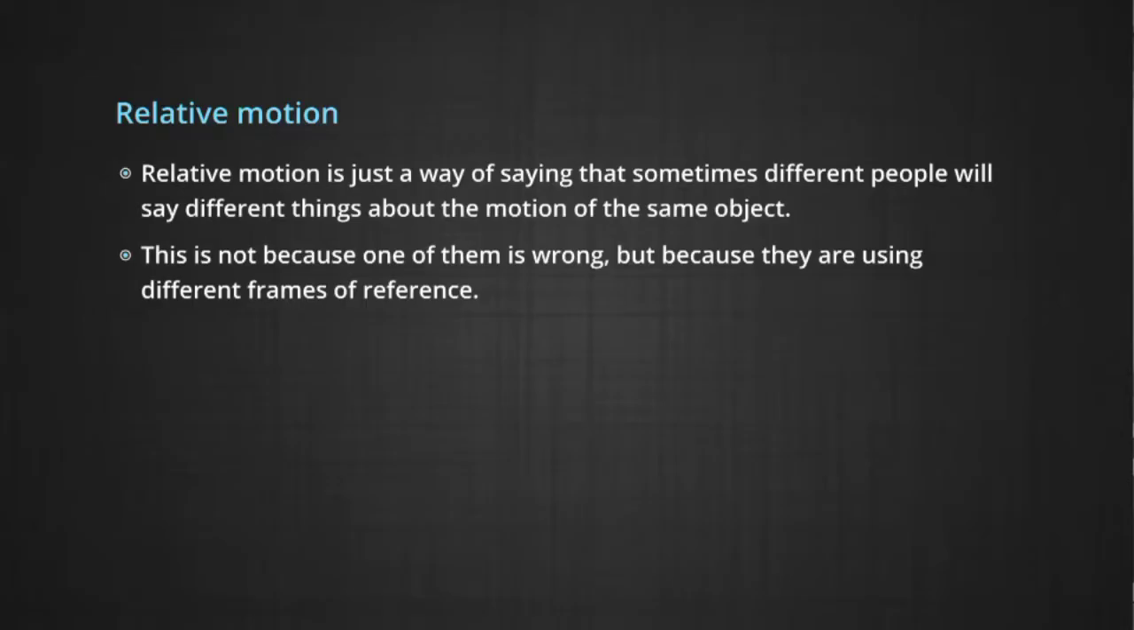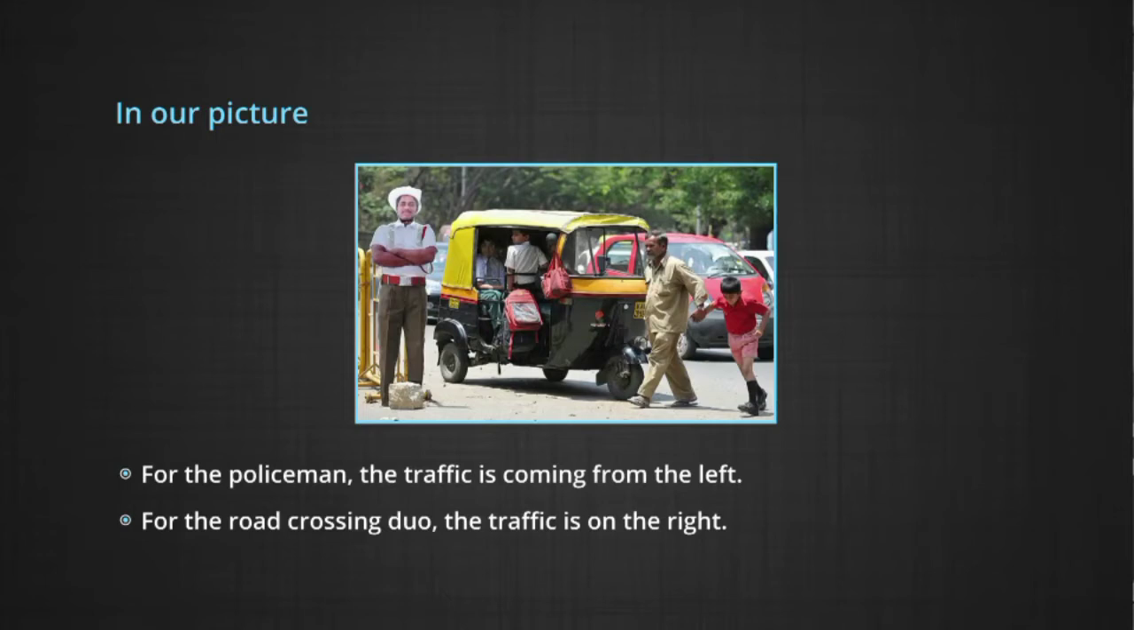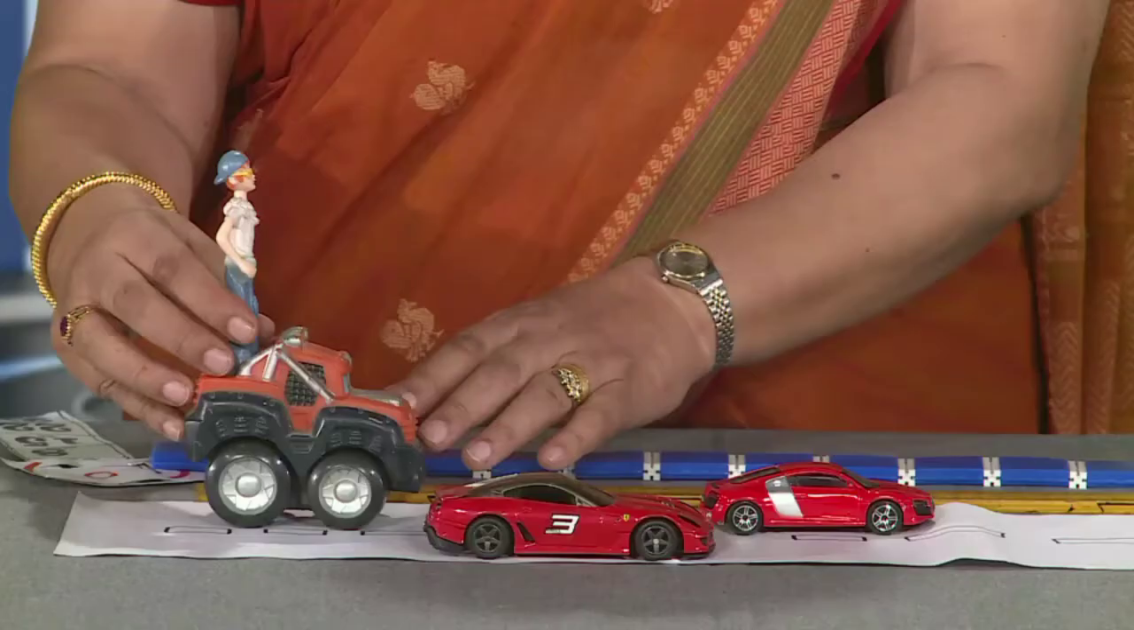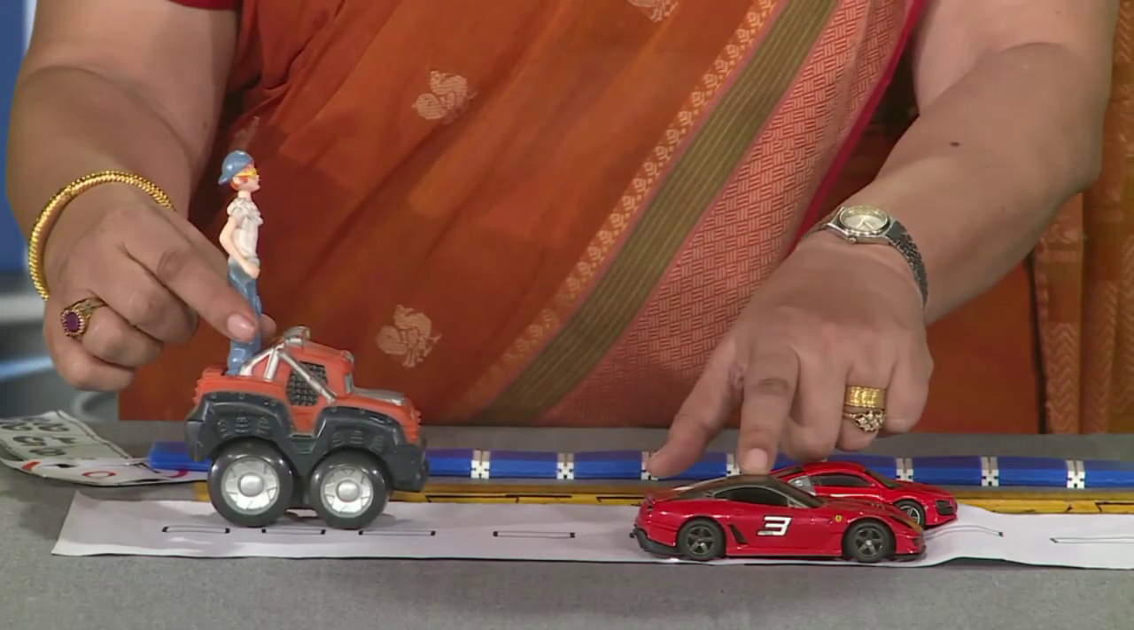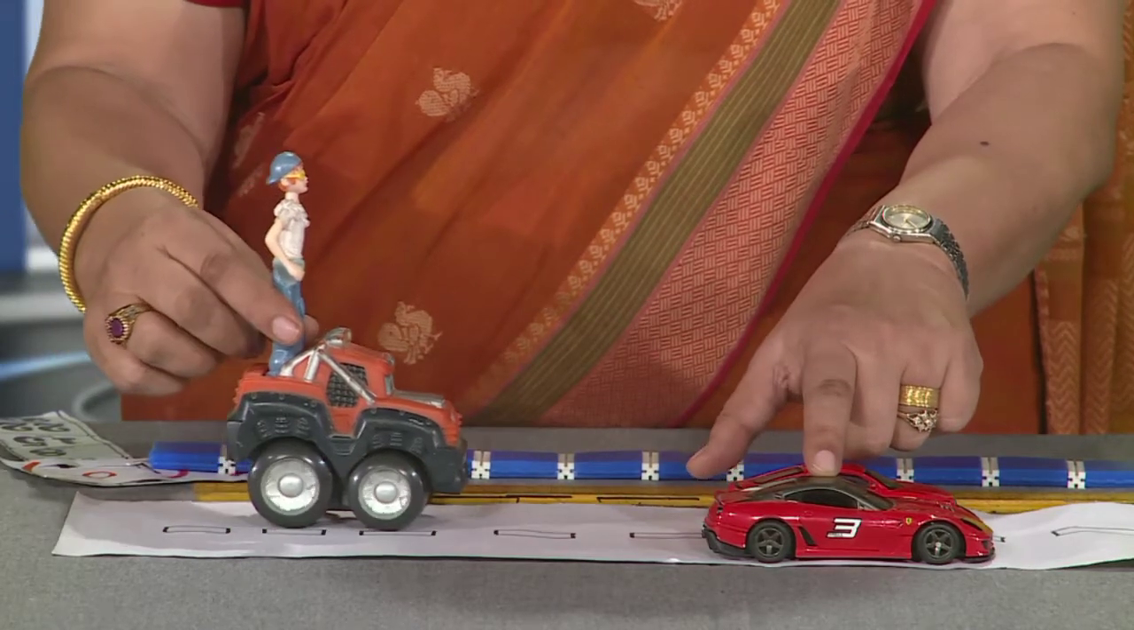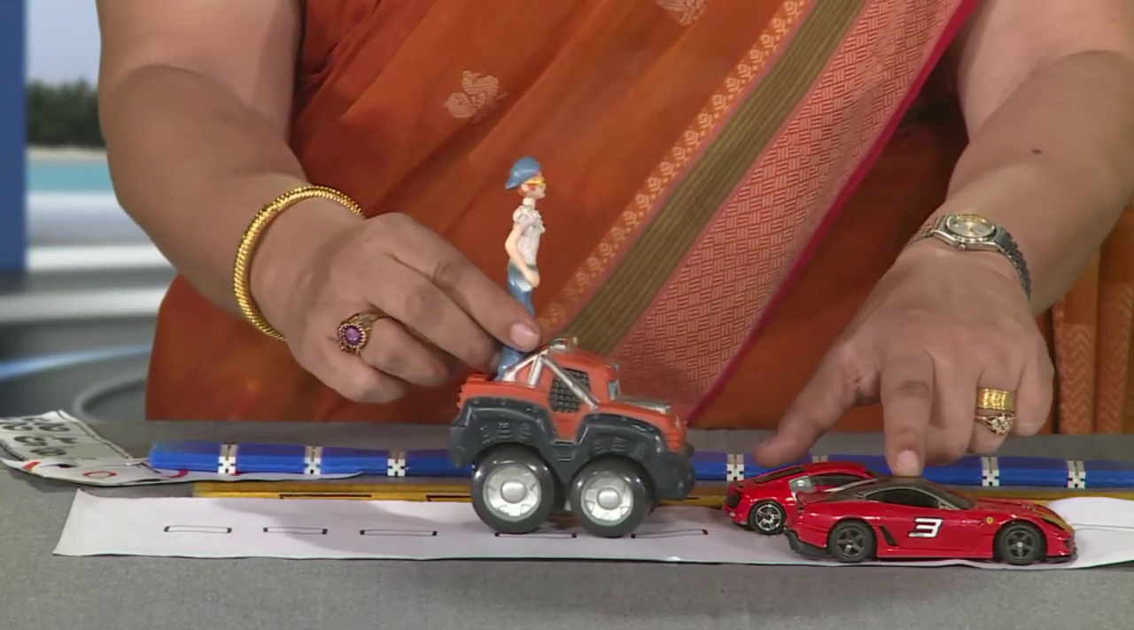Now, we have also seen that this motion is relative. In our picture with the auto and the policeman and the man and the child crossing the road, we saw that different people saw the same motion differently. Let us take another example here. These are two cars, and we have another car on which there is this man standing. If this car moves ahead and this man is stationary, then for him this car is stationary, not moving, but this one is.